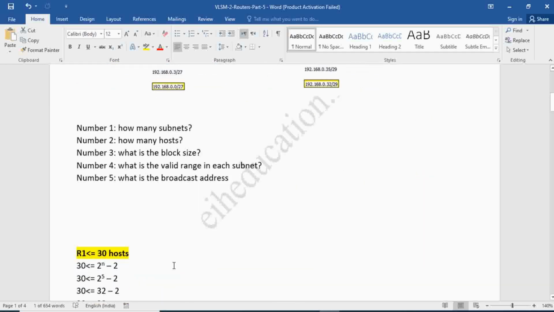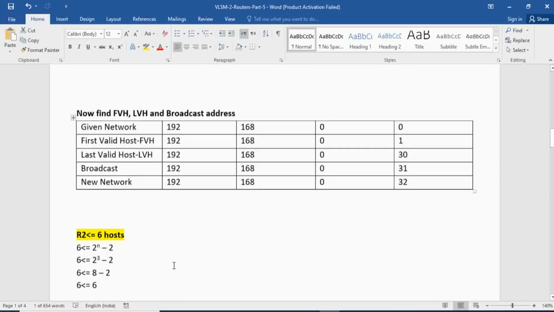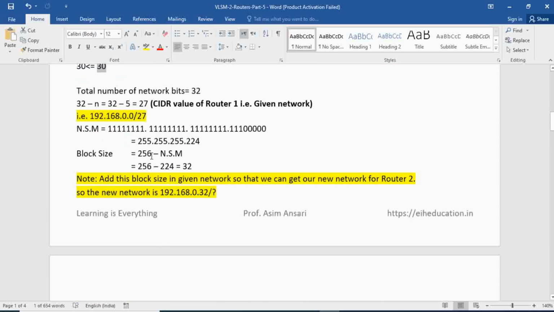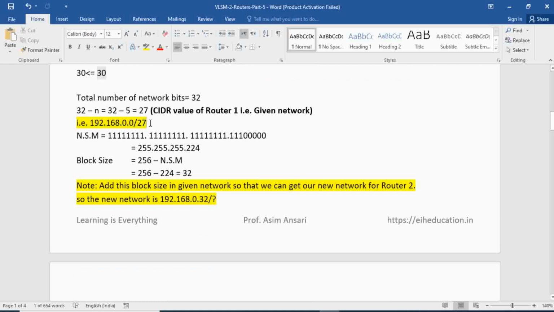So the answer is 30. Move to the next question, what is the block size? For this, we need to find the subnet mask of /27. So the new subnet mask is 111.111.111.000. The 1s indicate that network bits or on bits in a subnet.